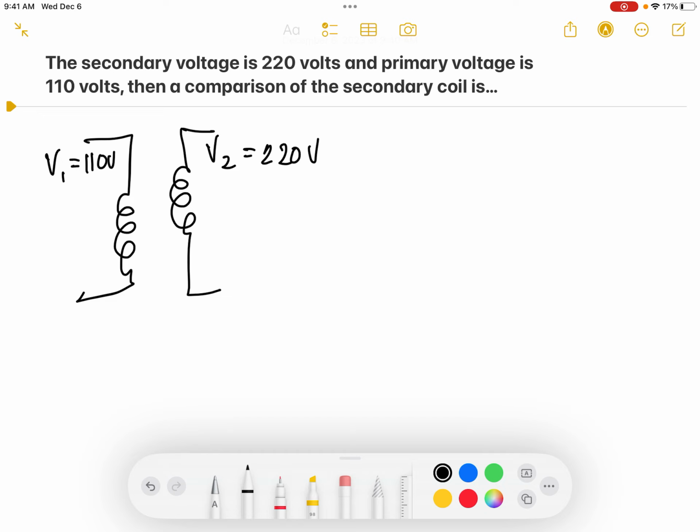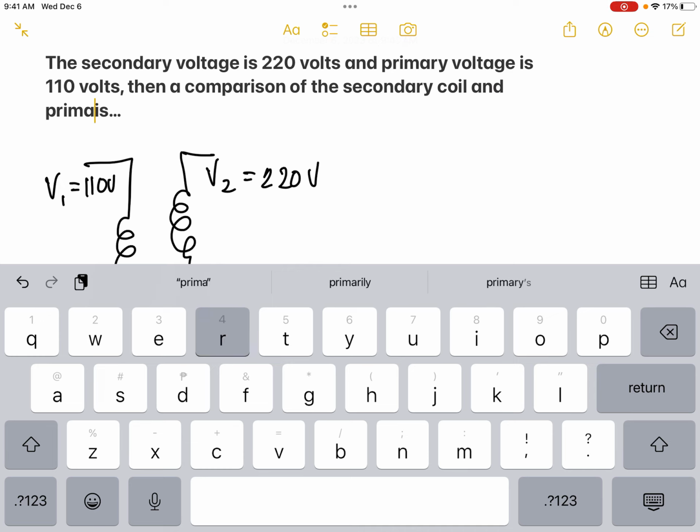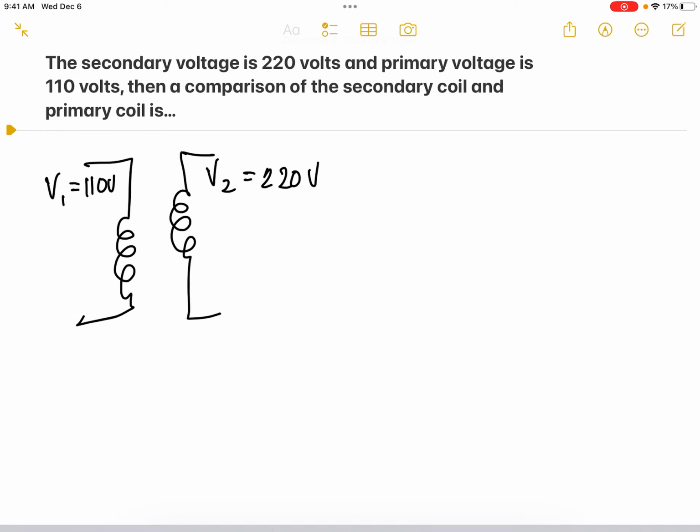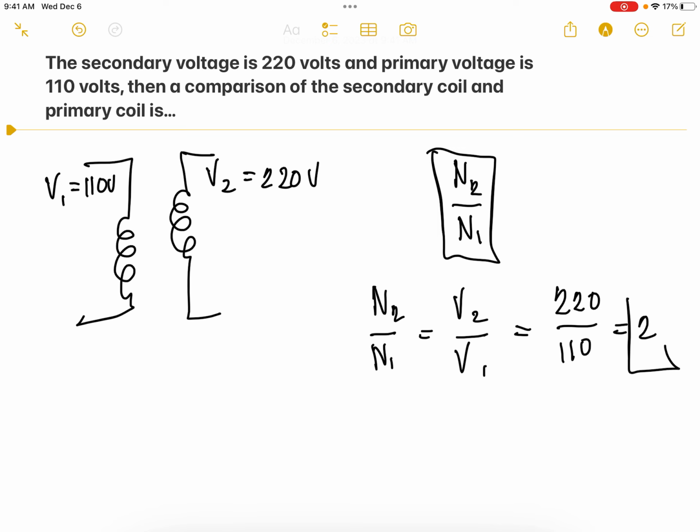Now, it says here the comparison of the secondary coil. Do I have the correct question? Wait, let me check if I have the correct question. Then, a comparison of the secondary coil and primary coil. Yes. So, it says secondary coil over the primary coil. So, this is what we are looking for. Now, if that's the case, N2 over N1 is equal to V2 over V1. The answer is 220 over 110 or 2. So, the answer is 2.